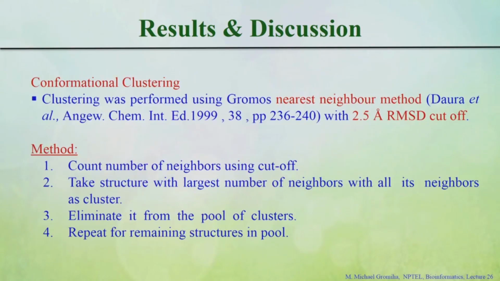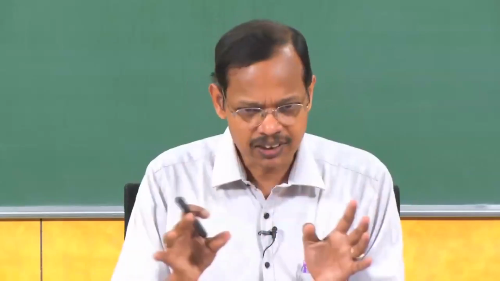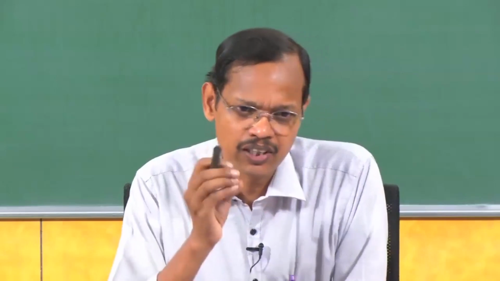Finally, we use sampling. Once we have the different conformations, you can cluster them using the nearest neighbor method. First they count the number of neighbors, using any specific cutoff. Then they take the structure with the largest number of neighbors, with all its neighbors, as a cluster of similar structures. This is how the clustering works. Then eliminate it from the pool and repeat for the remaining structures in the pool. Likewise you can create several clusters, and from these clusters you can identify the sample structures and use them for the docking.